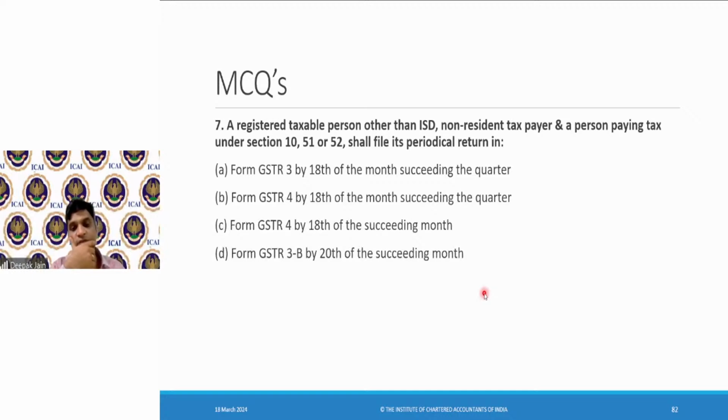MCQ 7, why are people getting confused? It is D. Why are people seeing C? Form GSTR 4. GSTR 4 is for a registered person other than an ISD, non-resident taxpayer and a person paying tax under Section 10. So GSTR 4 is filed by a person who's paying tax under Section 10. We have said other than a person paying tax under 10. So the correct answer is 3B. How come people are saying it is C?